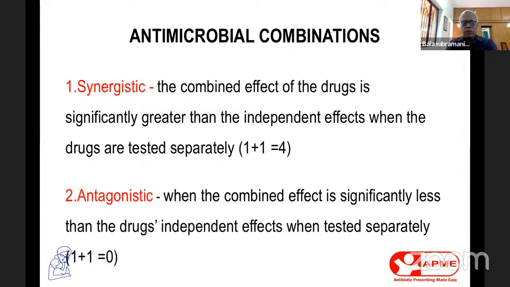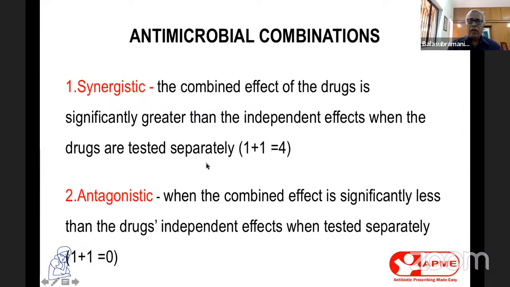Synergism, where 1 + 1 becomes 4, where the combined effect of two drugs used is greater than the independent effects if they are given separately. Typical example, penicillin plus aminoglycoside, beta-lactam plus aminoglycoside. They are synergistic for Streptococcus viridans, Enterococcus, and gram-negatives. They work better if they are given together. It's like some of the opposition parties, when they work together, they will win the elections.